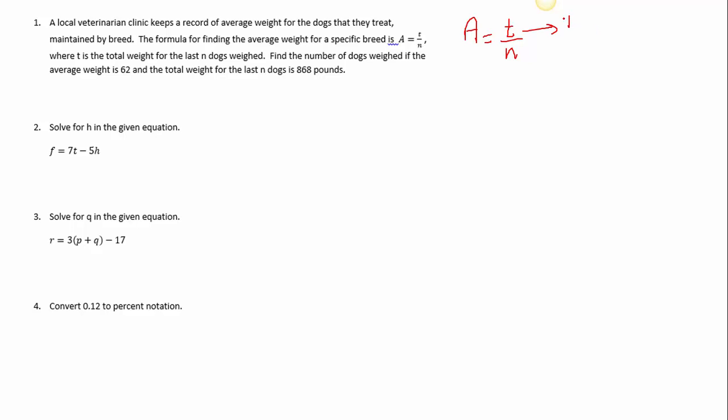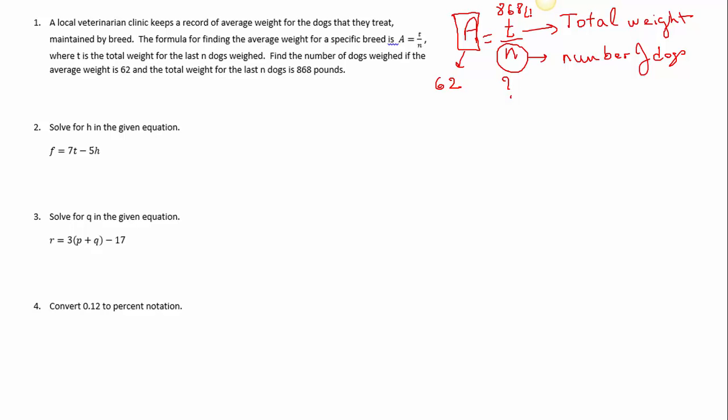So T is the total weight, and N is the number of dogs. Now we are given here, find the number of dogs weighed. So we want to find N. If the average weight is 62, we are given that A, the average weight, is 62, and the total weight for the last N dogs is 868 pounds. So this is 868 pounds, the total weight of the N dogs.